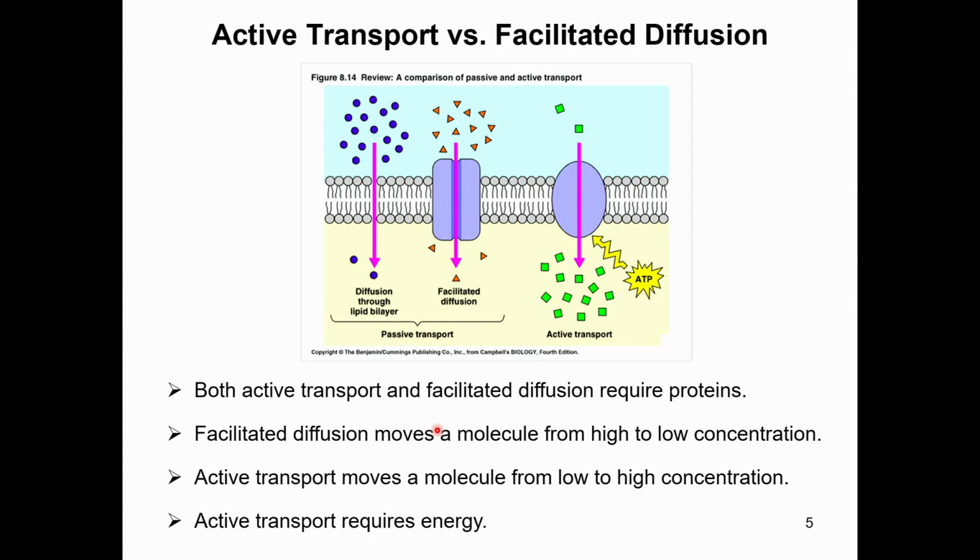But active transport mechanisms actually require energy, whereas facilitated diffusion does not. And so that's kind of summarized here. And these are basically the three major ways that molecules can transit the membrane, just to review.